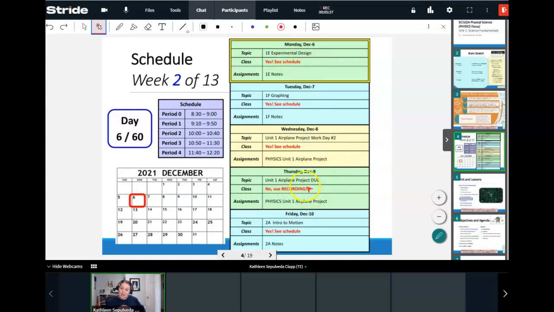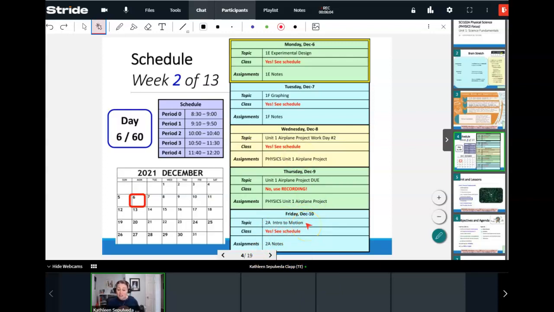We have a project work day here in class before our project due date on Thursday. That means I'm going to be here. You can use me as a resource and ask any questions. I will go over a few things about the project and how to do things. That will be on Wednesday, so look out for that. And then we move into Unit 2 on Friday.